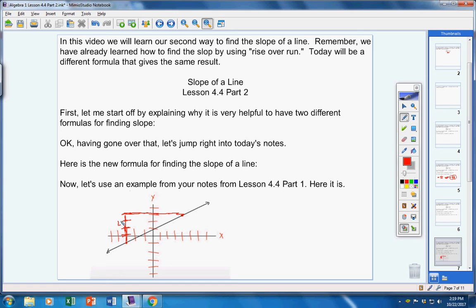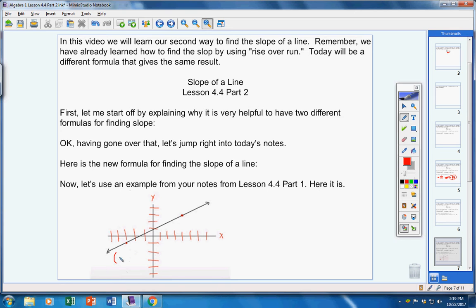Now the rise would be 1, 2, 3, 4. So you rose 4. And your run would be 1, 2, 3, 4, 5, 6, 7. So the slope of this line, it is sloping upward from left to right. So the slope would be a positive 4/7. Got it? Rise over run. Positive 4/7. Now that's the old way. But now the new way is also very quick.